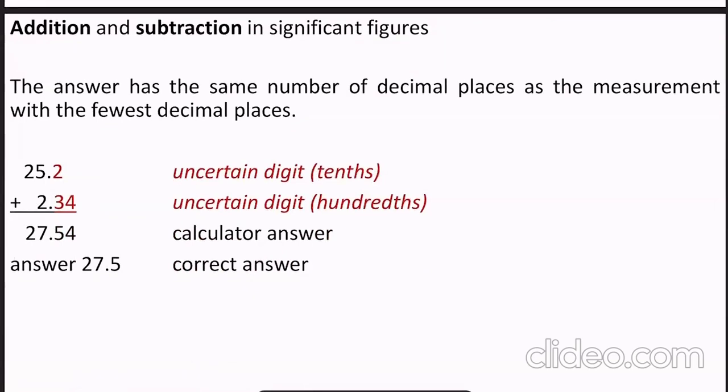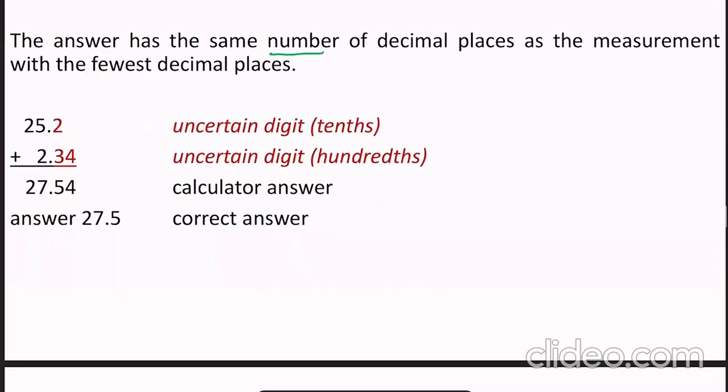Now, this is for addition and subtraction. As far as addition and subtraction goes, we don't look at the number of significant figures. So ignore everything that I taught you for multiplication and division because you cannot use the same rules. It's different rules for addition and subtraction. What we use is the number of decimal places, and our answer has to reflect the smallest number of decimal places.